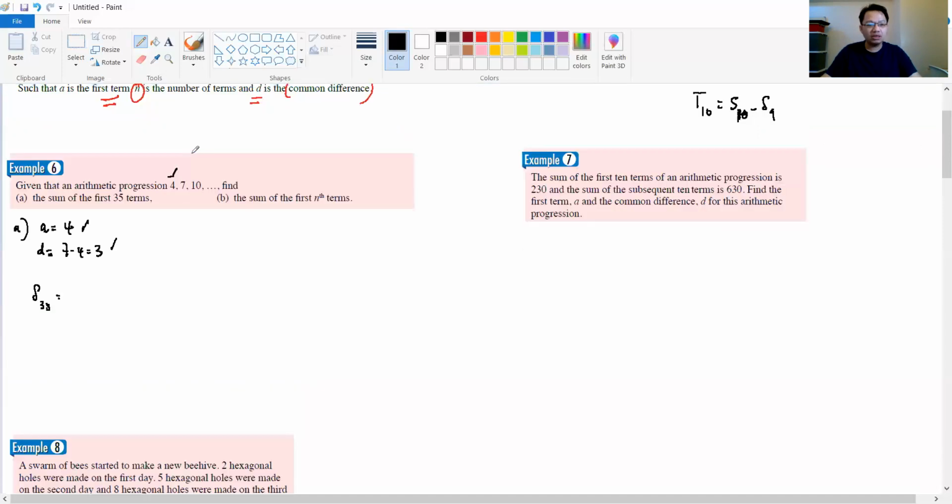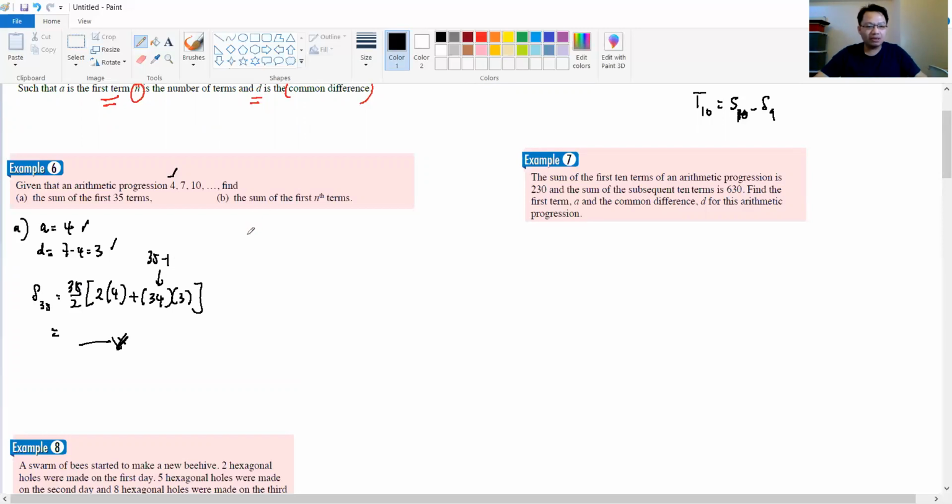So it will become 35 over 2, bracket 2 times 4 plus n minus 1, which is 34, times d, which is 3. This is how I get 35 minus 1, n minus 1, so I just straight away write down 34. Then you compute and you get the answer. Please double check the answer. That is number 1.